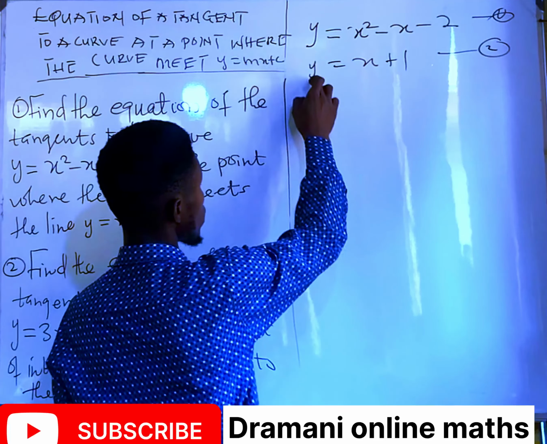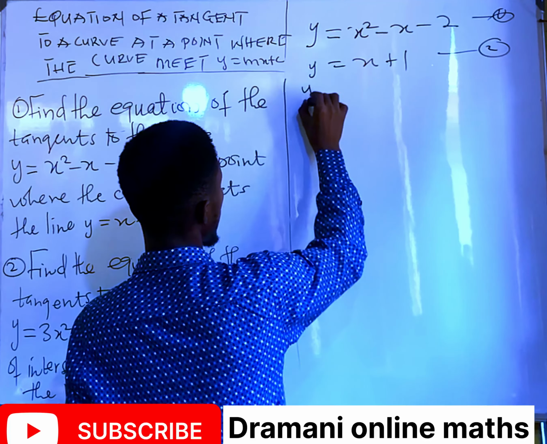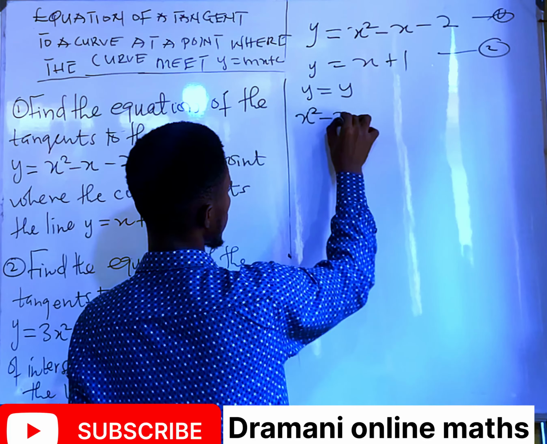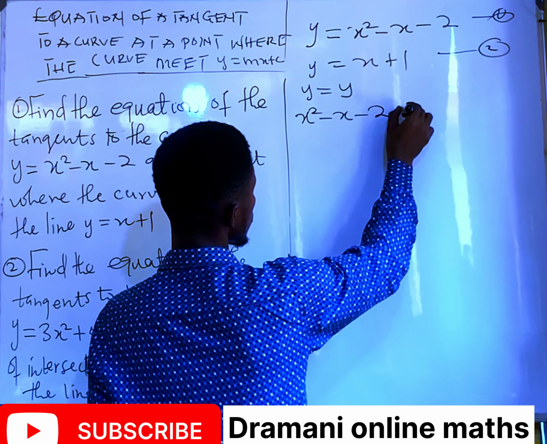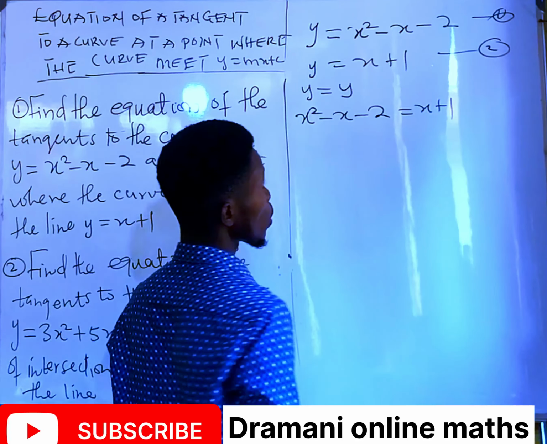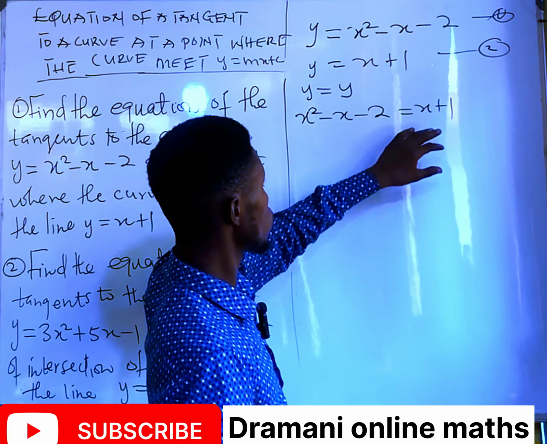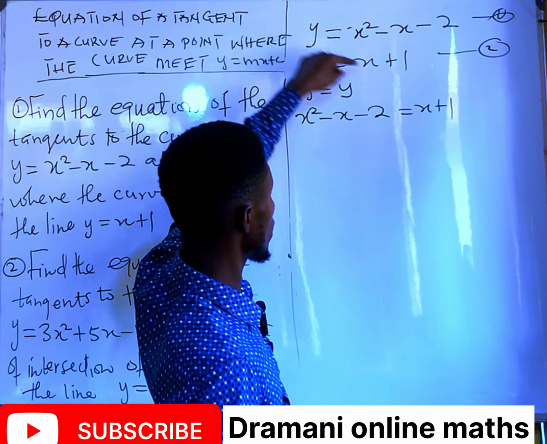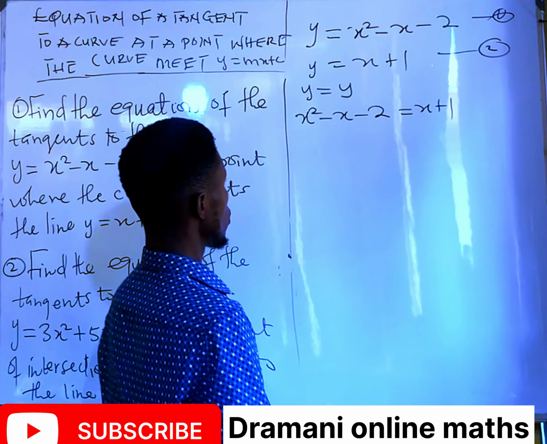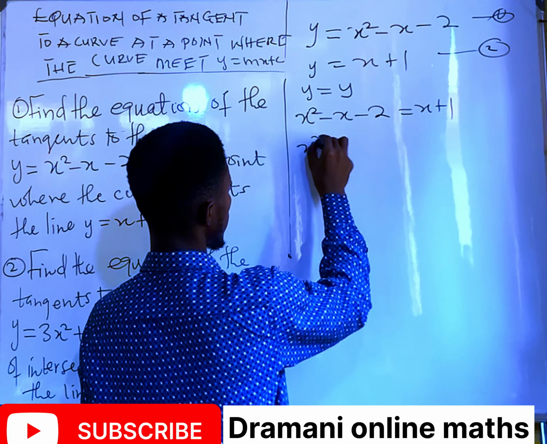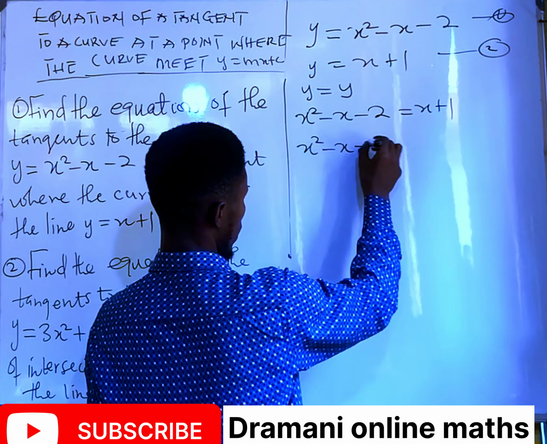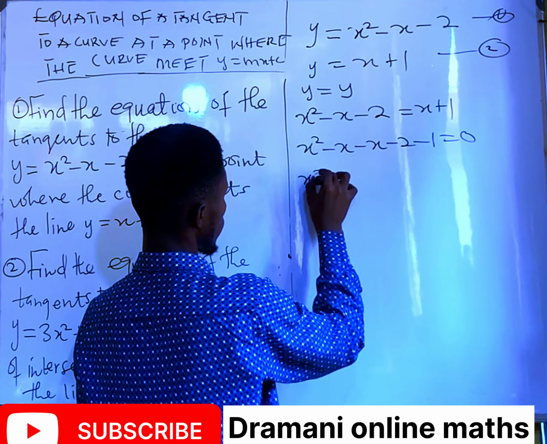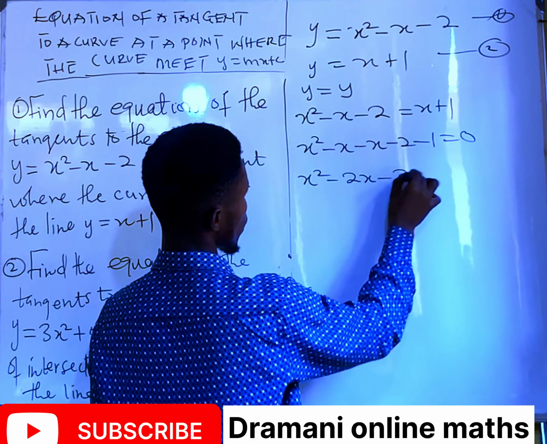So you realize that this y is equal to y. Is that okay? So what it means is that x squared minus x minus 2 should be equal to x plus 1. Or somebody can also say that let's put equation 2 into equation 1. Wherever we see y, we put x plus 1. It is the same thing. So this will give us x squared minus x, and we have negative x, negative 2, negative 1 equals 0. So I have x squared minus 2x minus 3 equals 0.